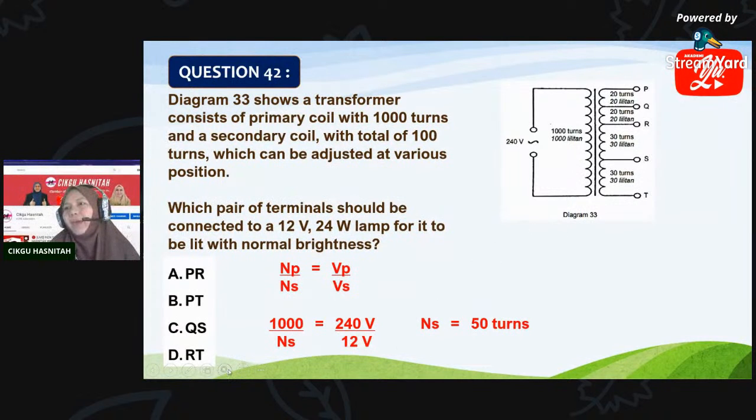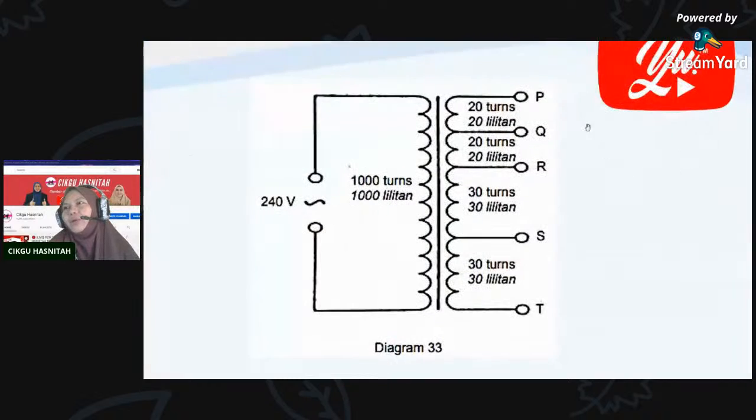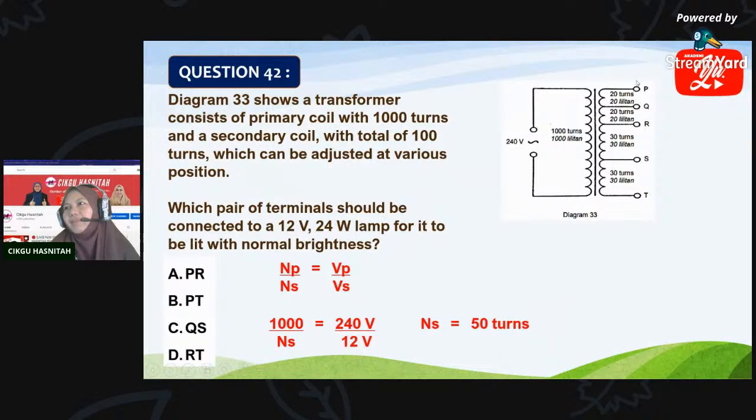So we go back to the pairs. Which pair will give you 50 turns? Look at PR. PR is 20 plus 20, so 40 turns. So wrong. PT is 100, the top end to the lowest end, the total 100. So this is also wrong. Before QS, we look at RT. RT will give you 30 plus 30, a total of 60 turns. So also wrong. So the answer is QS.